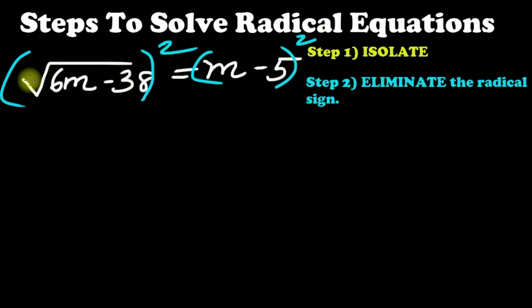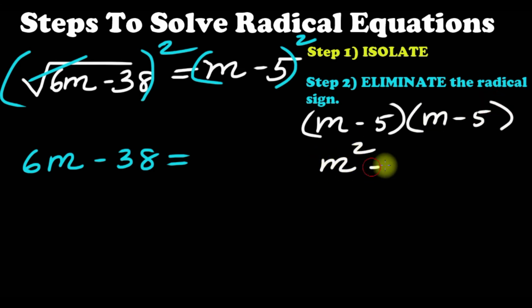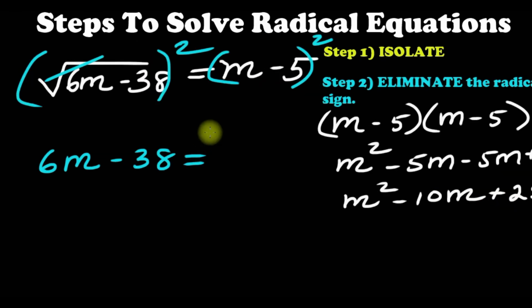Okay, so the square takes out the square root, so you're left with 6m minus 38. And then here, to square m minus 5, it's going to be m minus 5 times m minus 5. So this is m squared minus 10m plus 25. So here we need this to be m squared minus 10m plus 25.